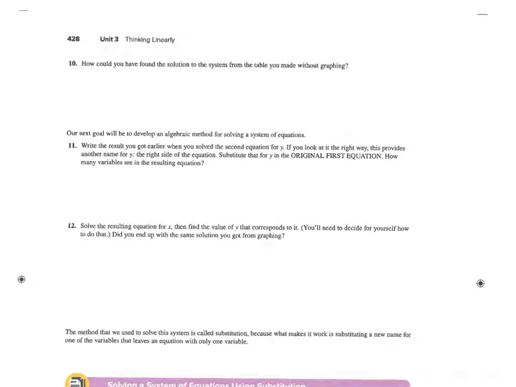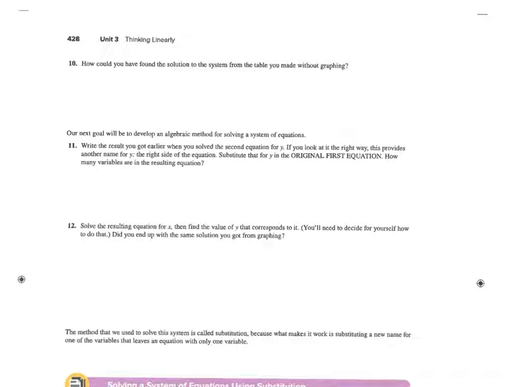All right, I feel like from number 10 on the previous video we made the biggest deal about that. How could you have found the solution to the system from the table you made without graphing? Yeah, I think we highlighted that and everything. So our next goal will be to develop an algebraic method for solving a system of equations.